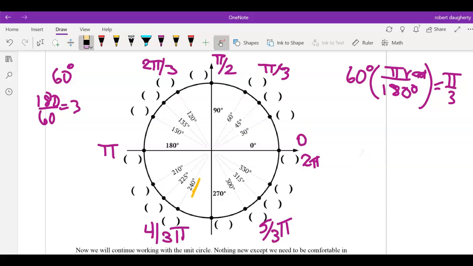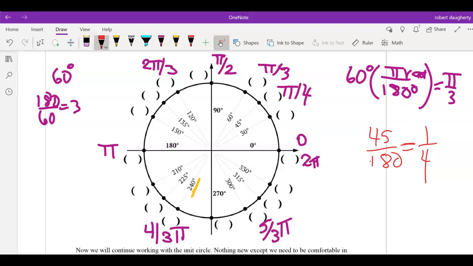Now let's go around the circle again. Let's take care of this 45 degrees. So if you think about 45 divided by 180, you divide each of those, so 45 will go into 180 4 times. This is 1/4. So it tells me that this 45 degrees is pi over 4.